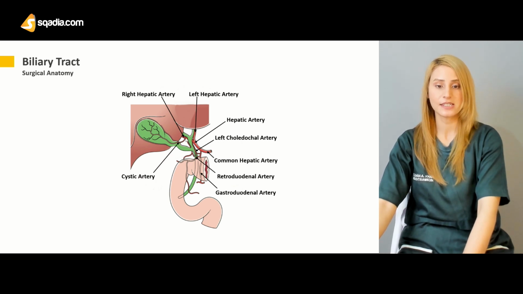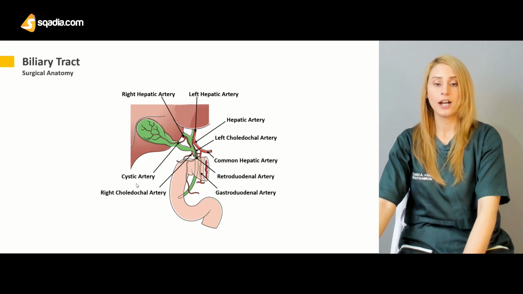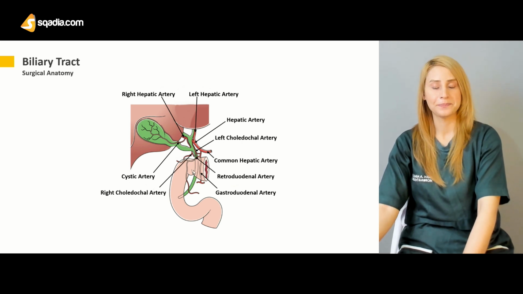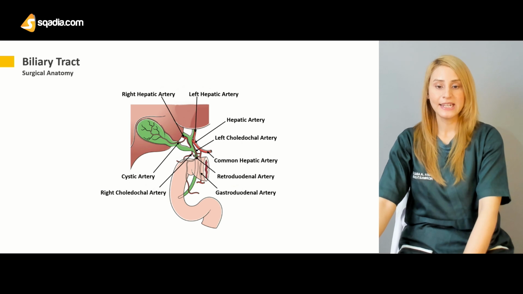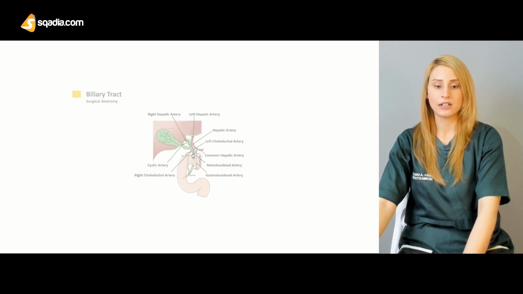So here we go. This is the cystic artery, and you can see here, it's a branch of the right hepatic artery, and it's located in this Calot's triangle. And there are some lymph nodes as well, which are located in this triangle, which are actually draining the gallbladder. And this is the right choledochal artery.